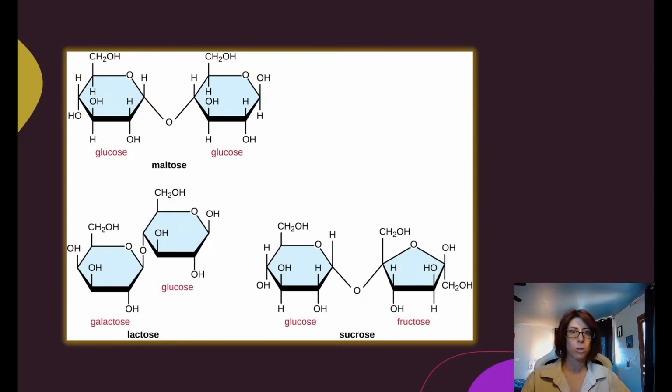Maltose is what you get when you join 1 glucose and 1 more glucose. Nuts and seeds use maltose for sprouting energy. Little sprouts need a little energy boost when they first start growing, and that usually comes from maltose. Lactose, which is milk sugar, is what you get when you join galactose and glucose. And sucrose, we just covered, is glucose and fructose.